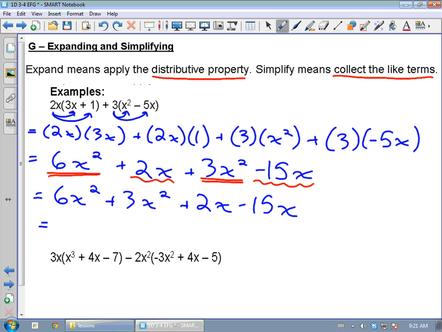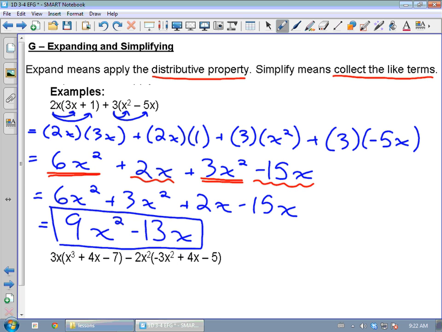So 6x squared plus 3x squared. Remember, when you're adding or subtracting, the variable part stays the same. We just add and subtract the coefficients. So if we've got 6x squared and 3x squared, our variable part stays as x squared, and we do 6 plus 3, 9x squared. 2x minus 15x, we're still going to have an x, and then we just do 2 minus 15, negative 13. So it becomes negative 13x. And that's our final answer.